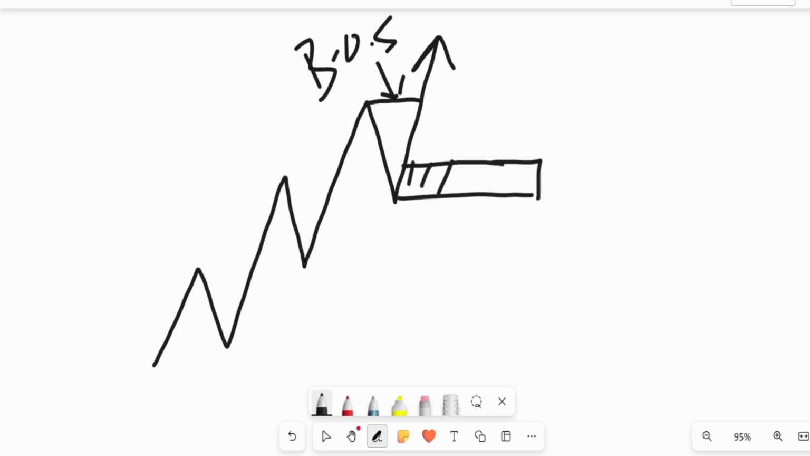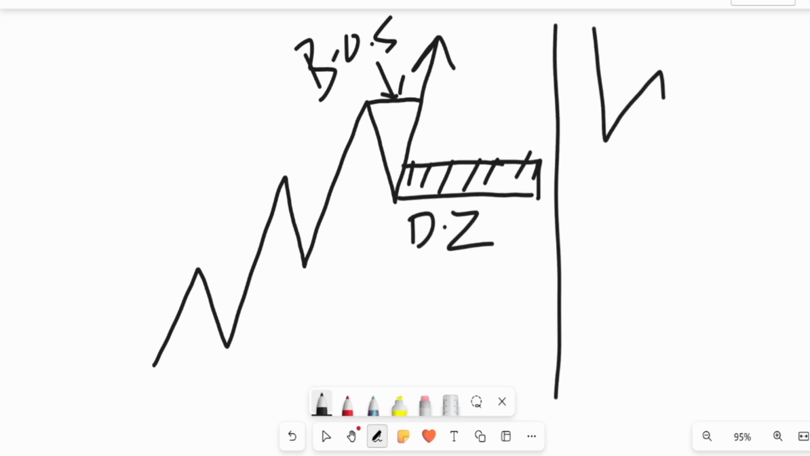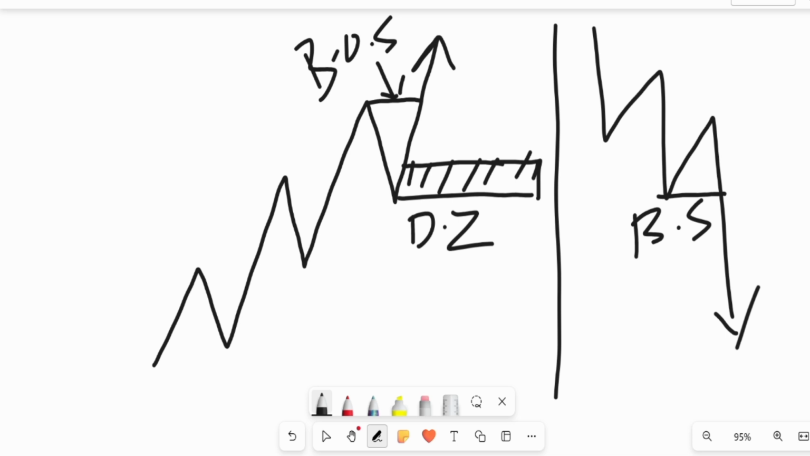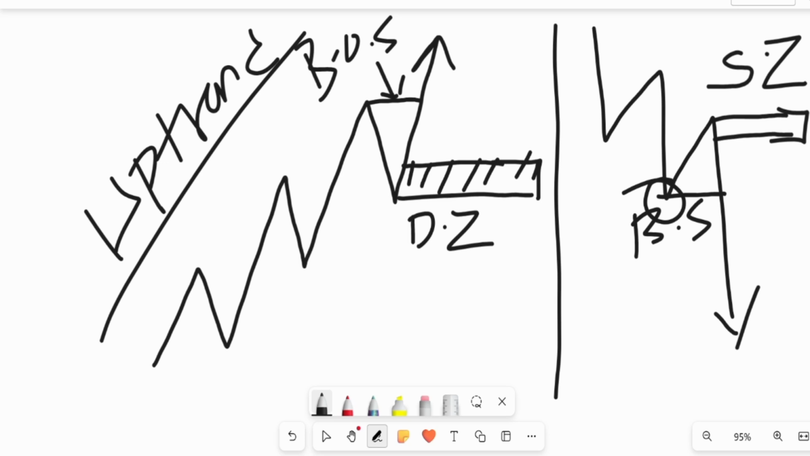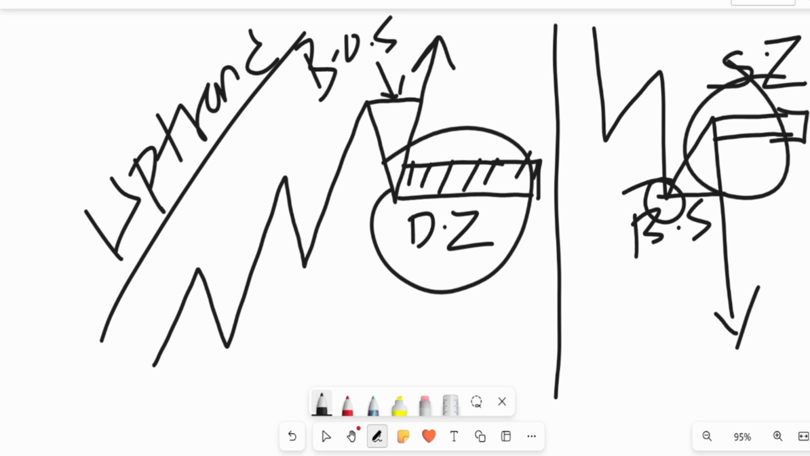So this will be our demand zone. In a bearish scenario, where the market is heading downwards, this is the recent break of structure. So the last move that led to this break of structure is this one, and that acts as our supply zone. In an uptrend, this is our demand zone. In a downtrend, this is our supply zone, and that is the third key factor to consider.